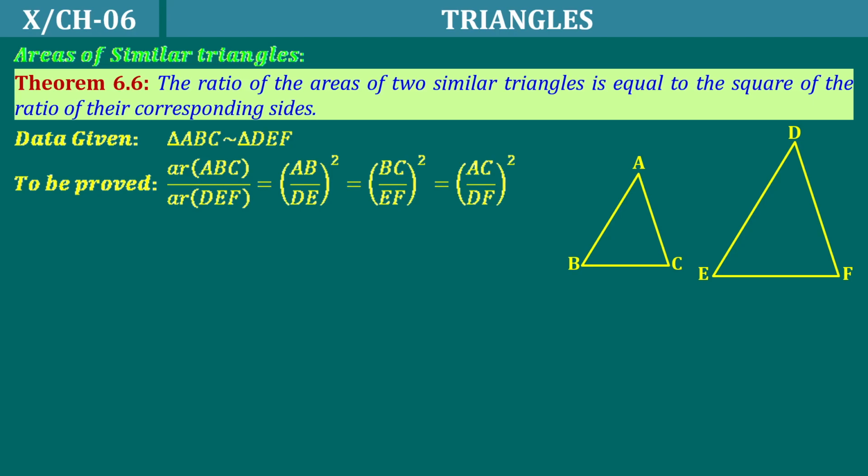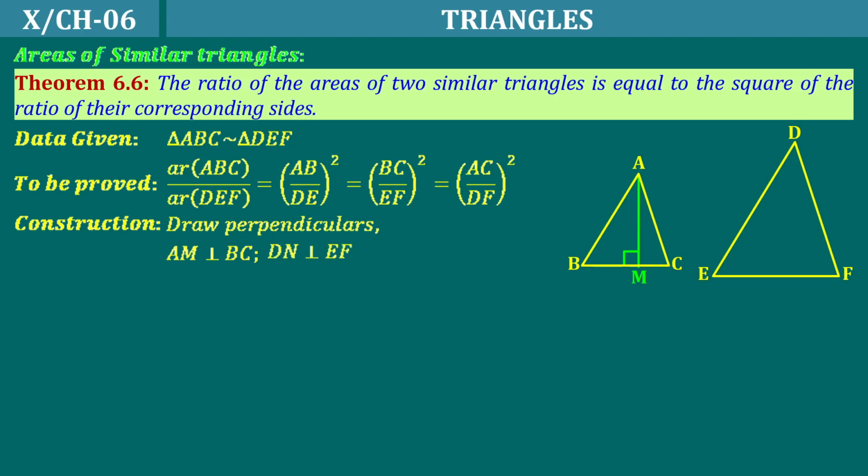Right? To prove this, we need only two constructions of similar nature. We are going to draw perpendiculars, that is AM perpendicular to BC and DN perpendicular to EF. These two perpendiculars are the altitude or the height, and this symbolizes angle M and angle N are 90 degrees, right? Let's move.